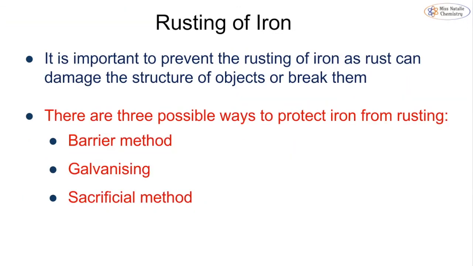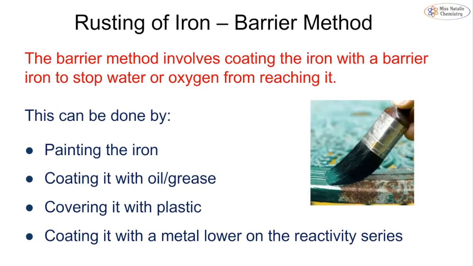Now, it's very important for us to prevent the rusting of iron, because the formation of rust can damage the structure of an object, or it can even break it, and that can cause us a lot of problems if it was something like a bridge or a building or even a car. So there are 3 possible ways to protect iron from rusting. There is the barrier method, there is galvanizing, and there is sacrificial protection. And you need to be able to explain briefly what each of them are.